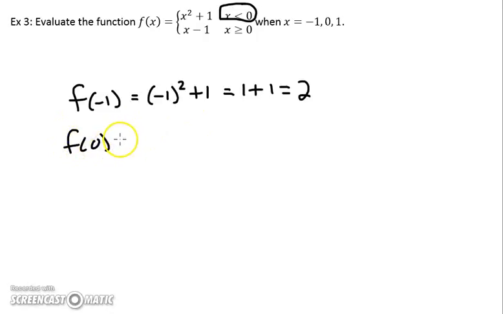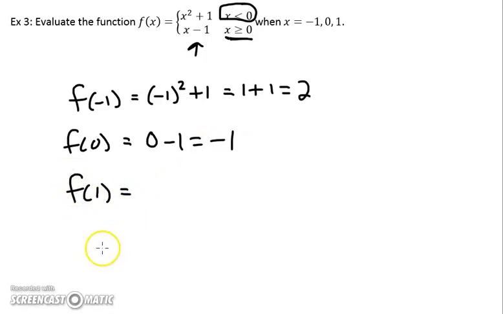Now f of 0, we've got to look again. This is less than 0, this is greater than or equal to 0, so we're going to want to use the second piece for f of 0, so 0 minus 1 equals negative 1. And then f of 1, we've got to look again, less than 0, greater than or equal to 0, so we're going to use the second piece. So 1 minus 1 is equal to 0.